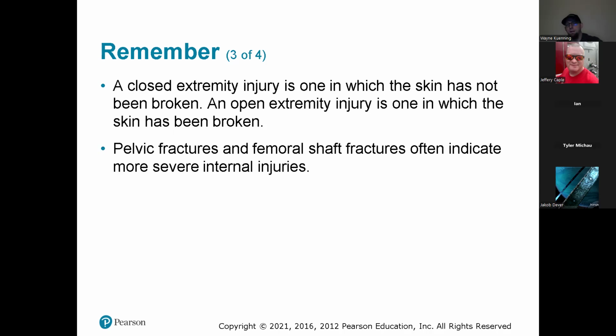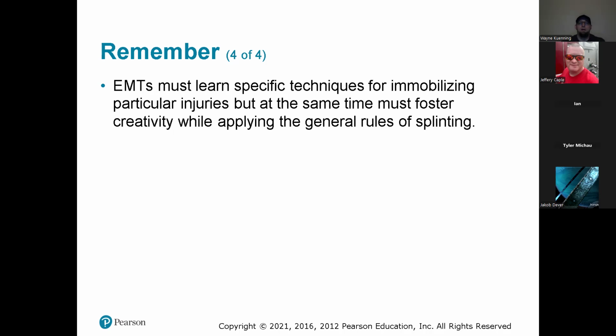A closed extremity injury is one in which the skin has not been broken. An open extremity injury is one in which the skin has been broken. Pelvic fractures and femoral shaft fractures often indicate more severe internal injuries.